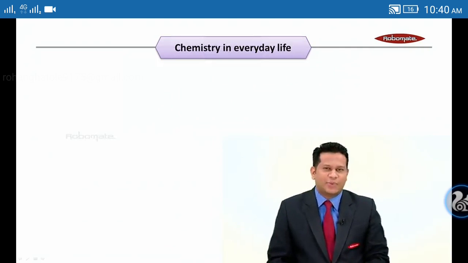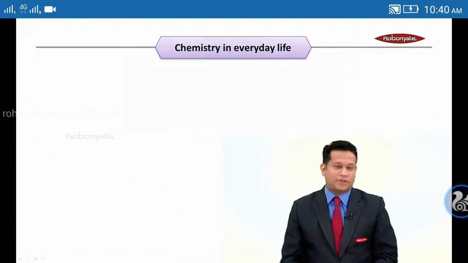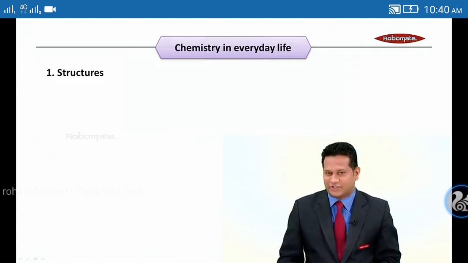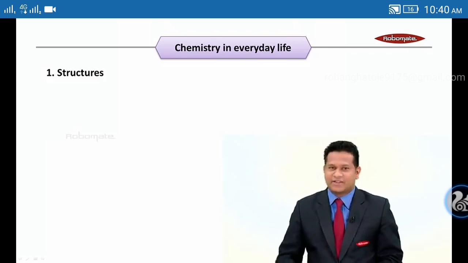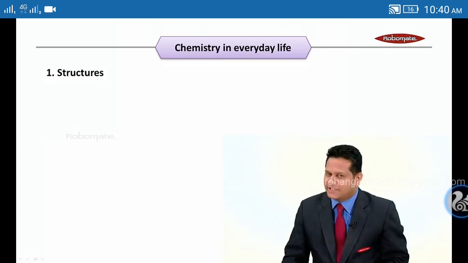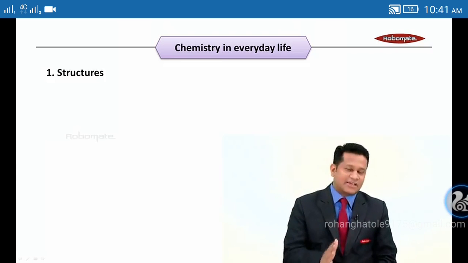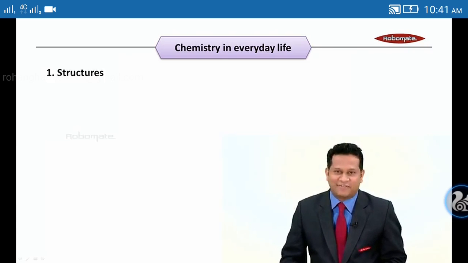Then next, continue with the next and the last chapter, that is chemistry in everyday life, where the first important question is structures. And when I say structures, then the important structures from these chapters are structure of aspirin, structure of paracetamol, structure of BHA, BHT, codeine. These are some of the important structures from the chapter chemistry in everyday life.